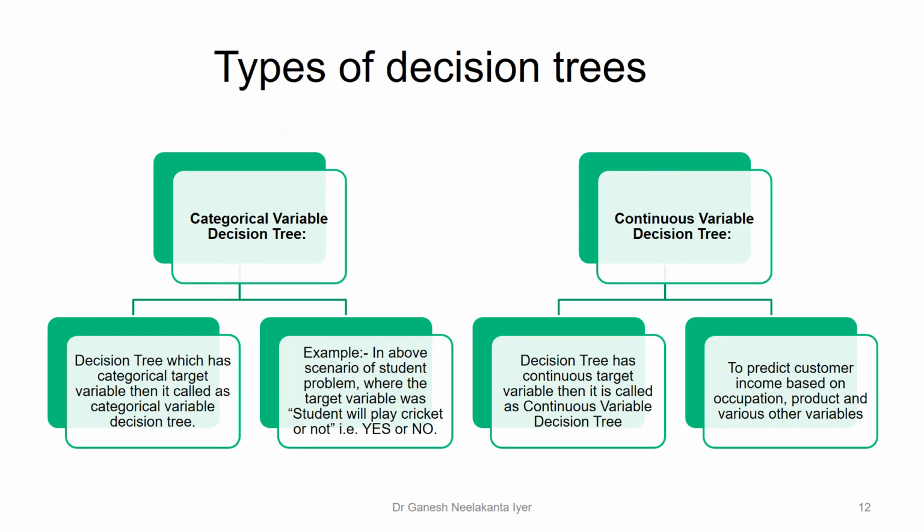So we'll come back to it later. Types of decision trees. There can be categorical variable decision tree or continuous variable decision tree. Categorical means, in the above scenario of the student problem, where the target variable is whether the student will play cricket or not. It's a category, yes or no. Continuous variable, for example, is to predict customer income based on occupation, product, and various other factors.